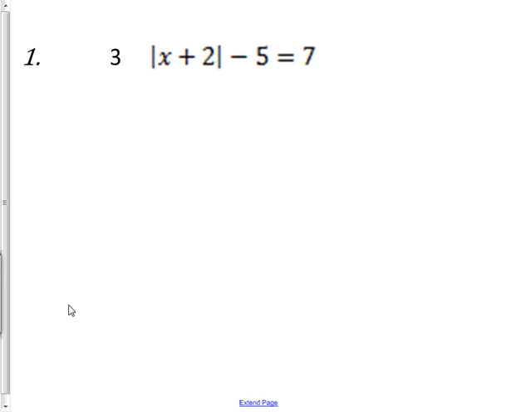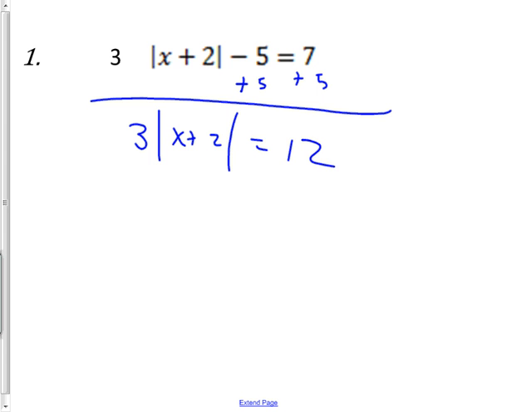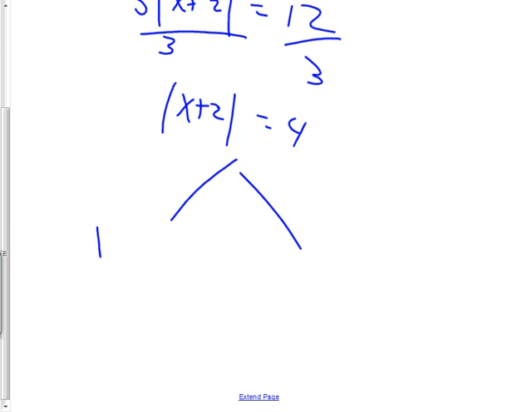So, first thing, add 5 to both sides. Then, divide by 3 on both sides. Now I can split it. X plus 2 equals 4. X plus 2 equals negative 4. Then subtract 2 from both sides. X equals 2. Subtract 2, subtract 2.